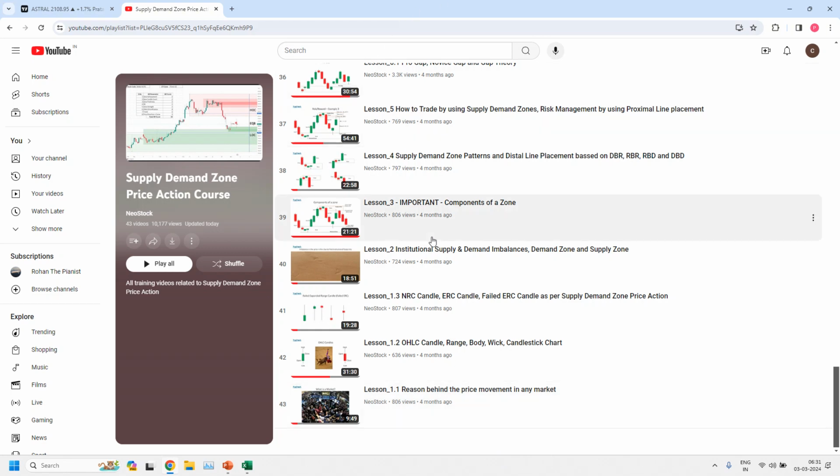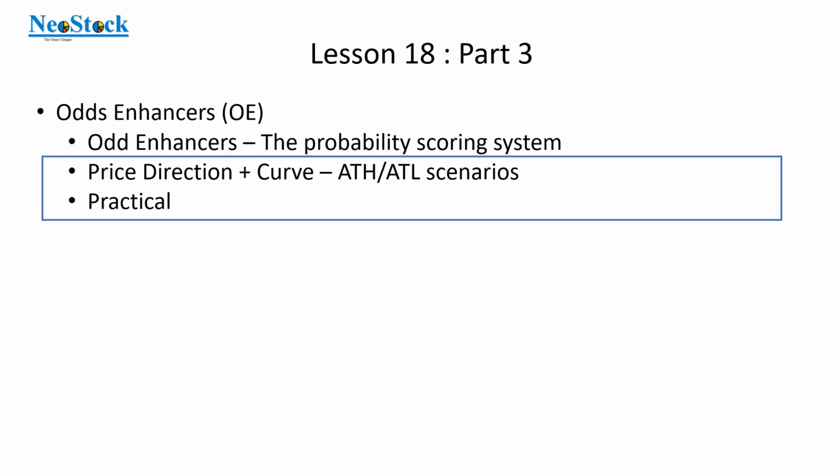Now let us get into our main topic, the practicals along with the special scenarios, all-time high and all-time low, for price direction and curve.